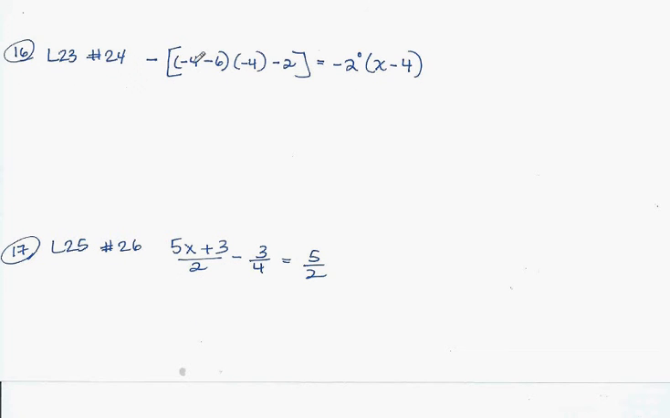So we're going to work inside the parentheses. This would be negative 10 times negative 4 times negative 2 equals 2 to the 0 power, negative 1 times x minus 4.